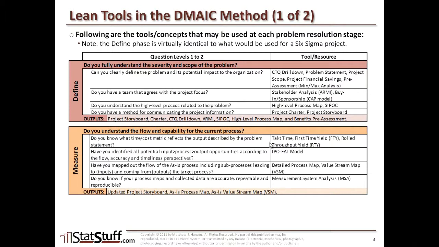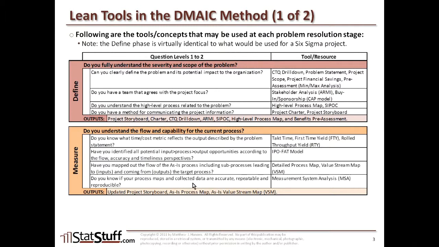Well, these are the types of things you might use. You might use a takt time metric or first time yield or rolled throughput yield. Next, have you identified all potential input, process, output opportunities according to the flow, accuracy, and timeliness perspectives? Well, that's the IPO FAT model that might help in identifying those opportunities. Next, we might ask, have you mapped out the flow of the as-is process, including sub-processes that they're leading to, that is the inputs, or coming from, which are the outputs, from that target process? Well, if you're not sure, then the detailed process map or value stream map might help with that.